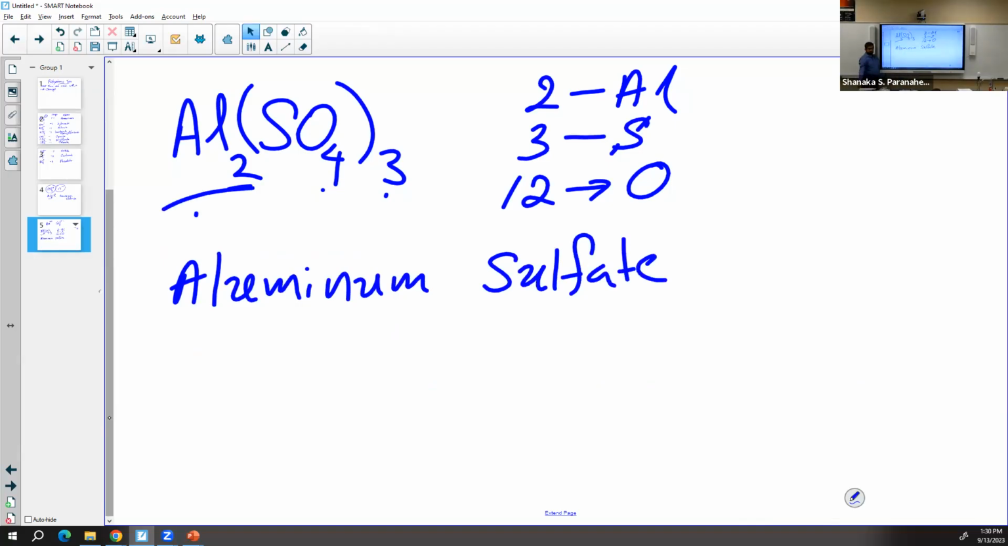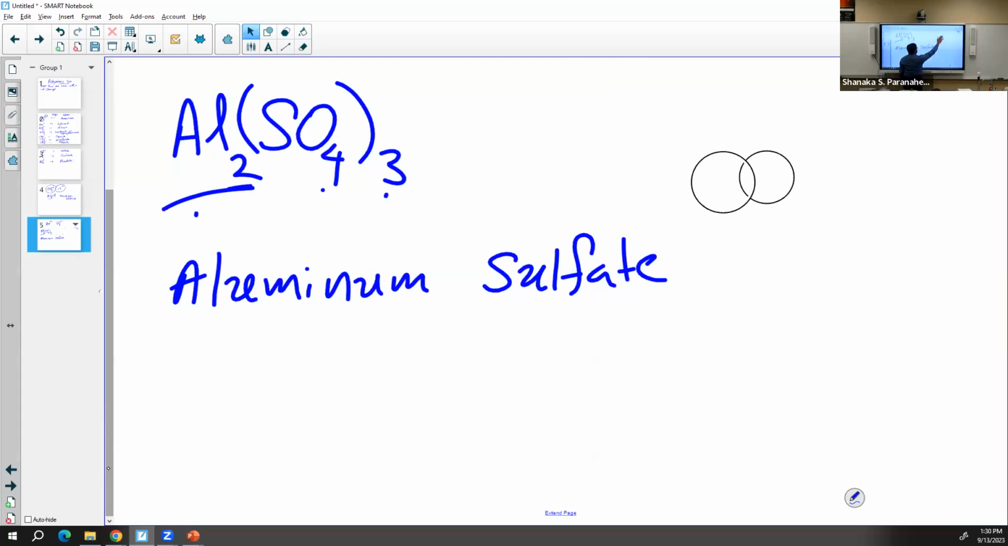Again, those metals are from group 1 to group 3. So our metal can be one of the transition metals. So if the metal belongs to the transition metal group, then we are going to use the charge of the metal in the name, like this example. Okay, let me see another example here.